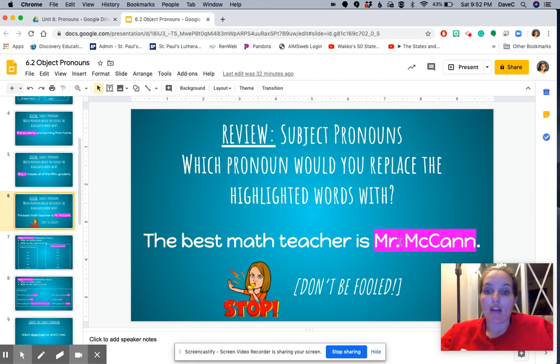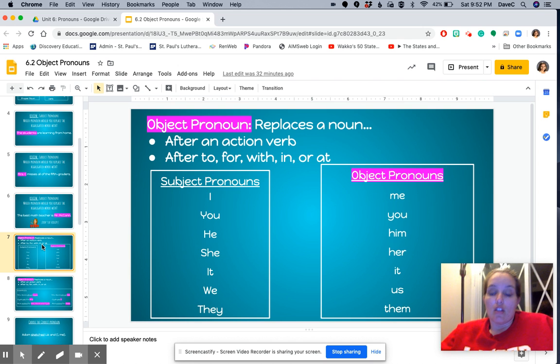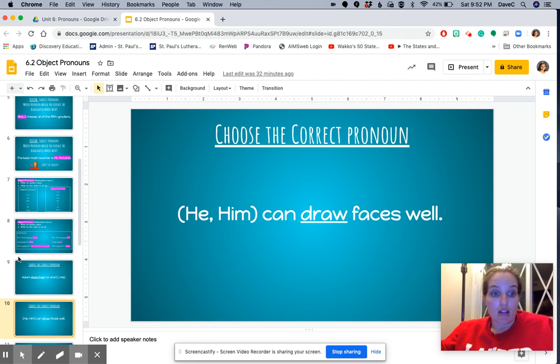So we would have to use a subject pronoun to replace Mr. McCann. Remember, these can be switched around also. You could say Mr. McCann is the best math teacher. It's just written kind of funny. So we would have to say the best math teacher is not him. We would have to say, what is it? Yes, if you said he, again, you are correct. Why? Again, because is a linking verb. So make sure you look out for those. There are some of those in your review right here.